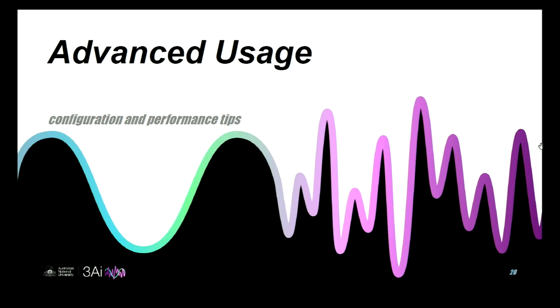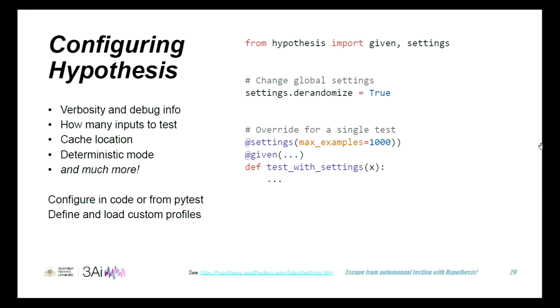Last part of my talk is on some of the advanced tips specific to Hypothesis. Of course, it's a library for testing. It's designed for use by developers, and so you can configure a lot of different things. You can change the verbosity level, get debug information, or make it run in quiet mode. You can decide either globally or for each specific test how many test cases you want it to try. We default to 100, but maybe that's too slow for one of your tests, or maybe there's something where you just want to run 1,000,000 tests to be extra sure.